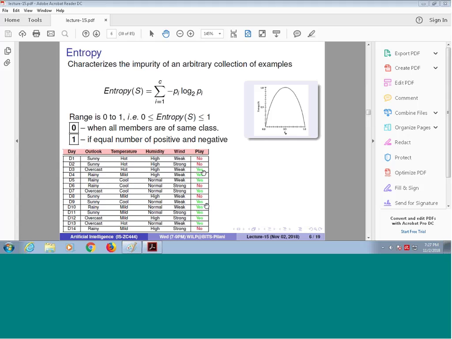How many no's are there? What is the probability of no? So the right answer is 9 by 14 for yes. How many no's are there? 1, 2, 3, 4, 5. Therefore the probability of no is 5 by 14. All right. So if you know these values, can you put them into the formula?